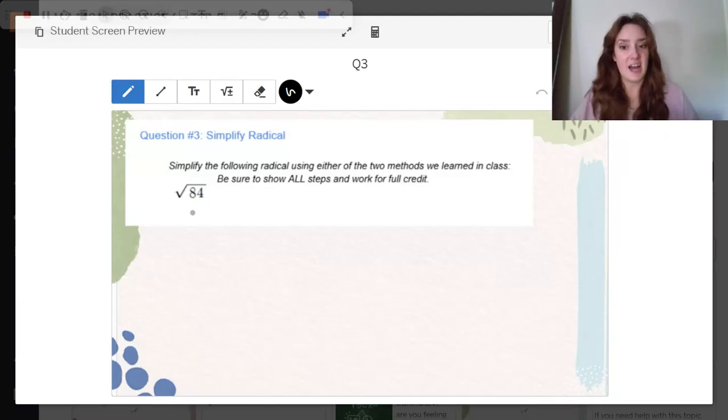All right, so we've got radical 84. And thinking back to what we've learned so far, when we have a radical and we're simplifying, we're going to use, remember, the factor tree. So I know that it said 2 methods. The only one we learned was factor tree. The factor tree method. So I'm going to cross out 2. That's the only method we learned was factor tree.